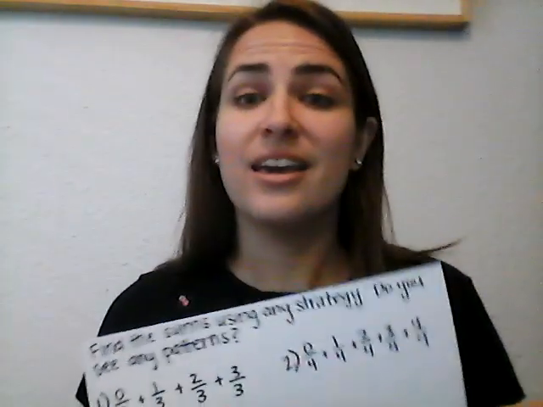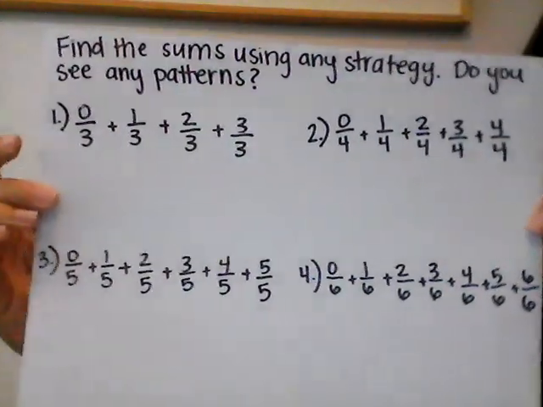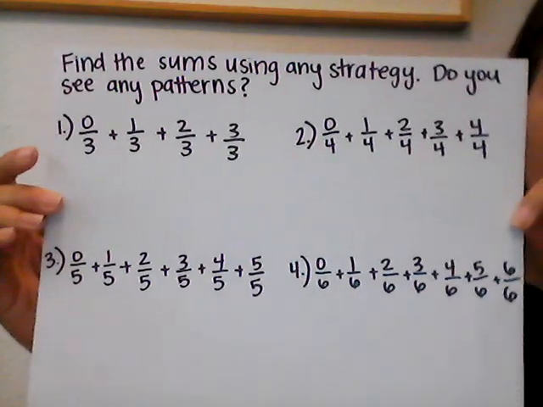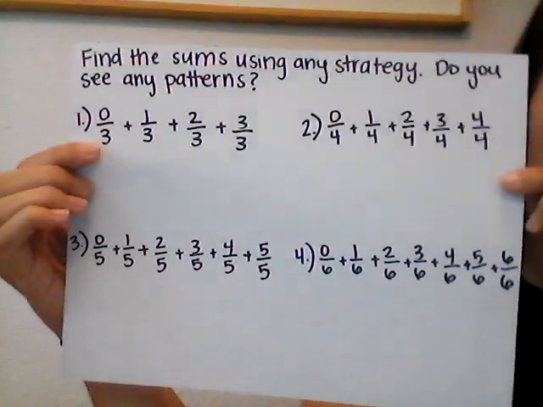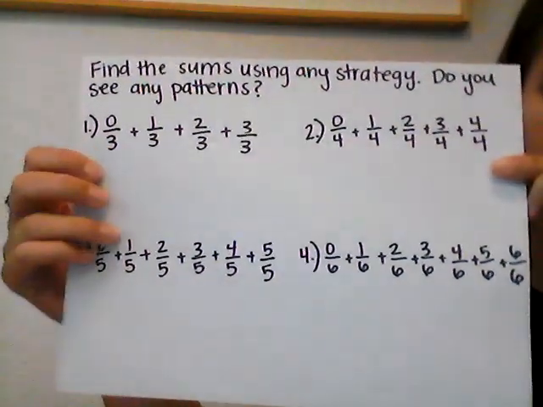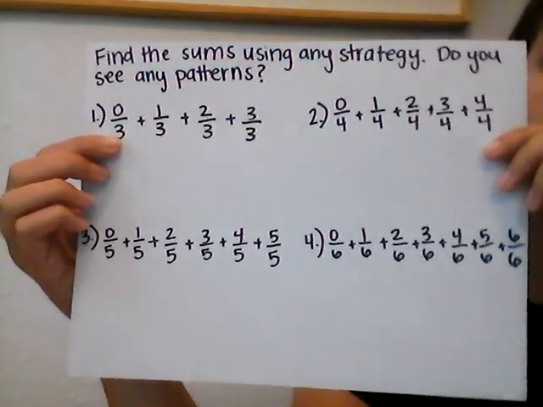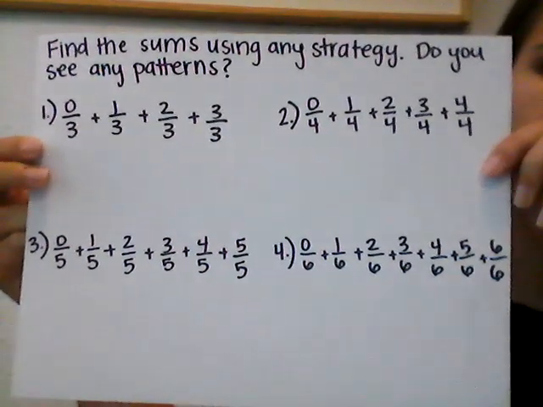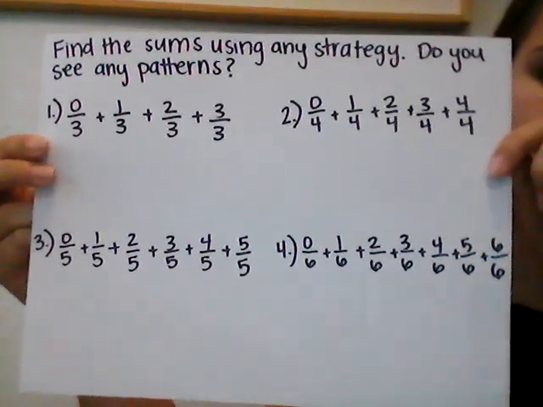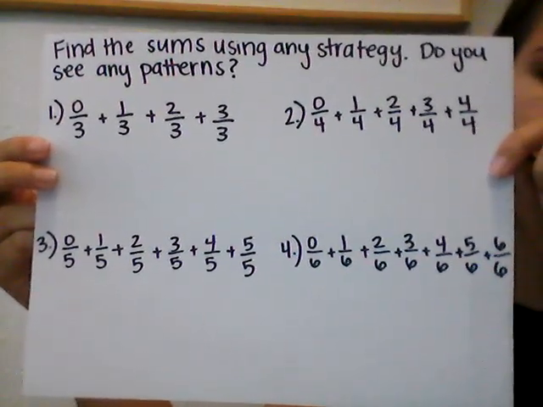So here is the assignment that you have for today's lesson. So here I have 4 different addition sentences. You'll notice that each addition sentence has a different denominator. We have denominators of 3, 4, 5, and 6. And you have every fraction from 0 to 1 whole. Okay? So your task for each of these addition sentences is to find the sums. Sum being the answer to an addition problem.